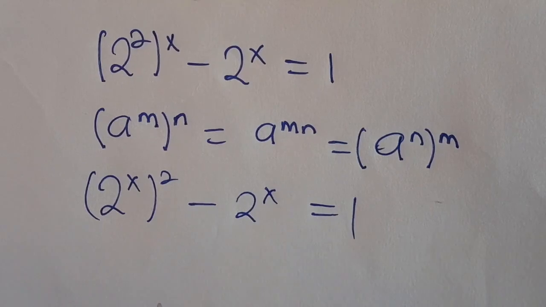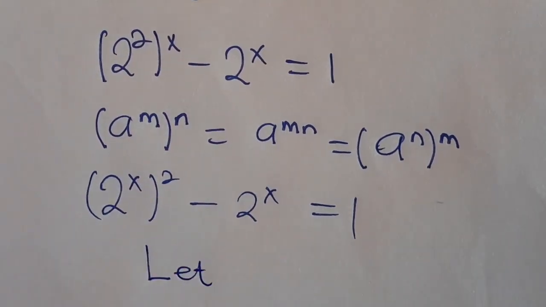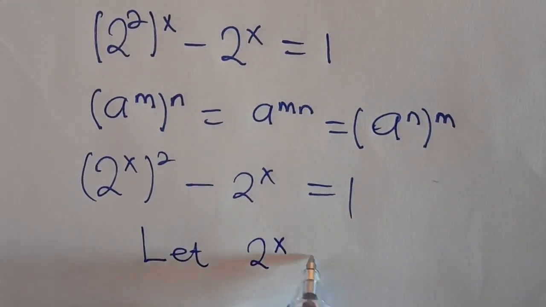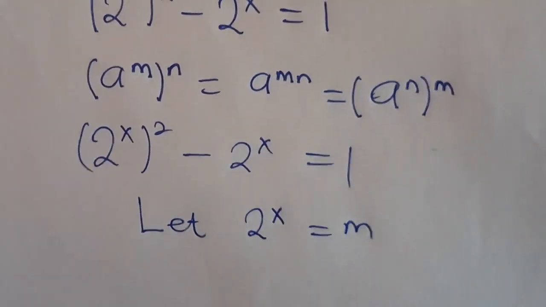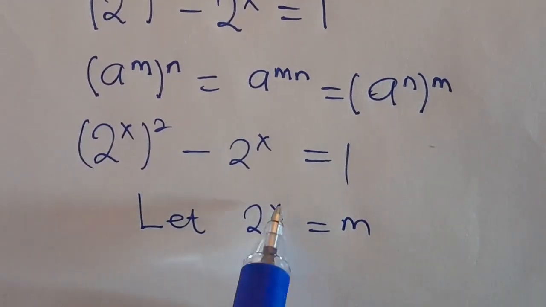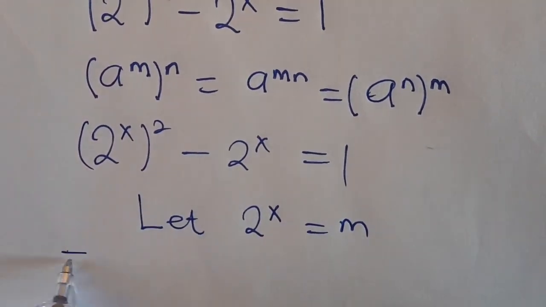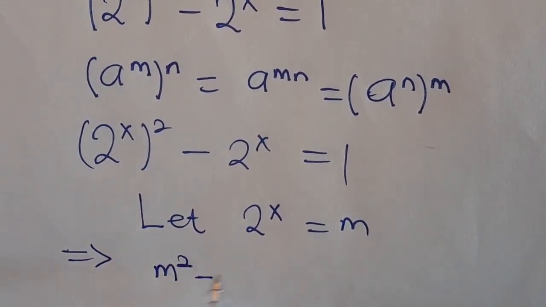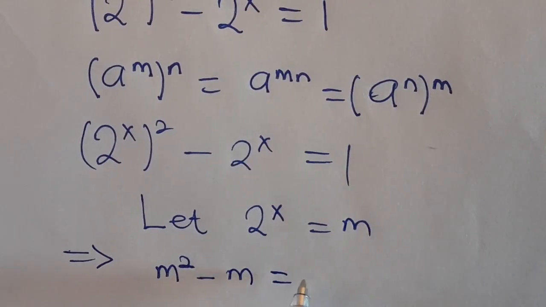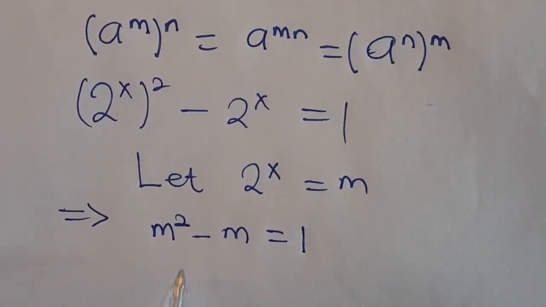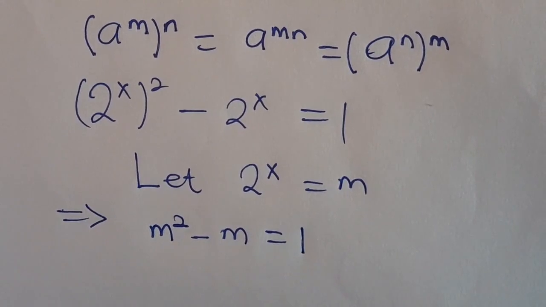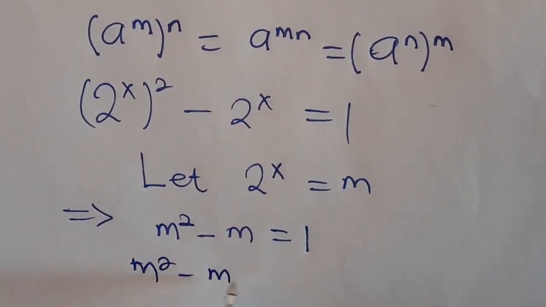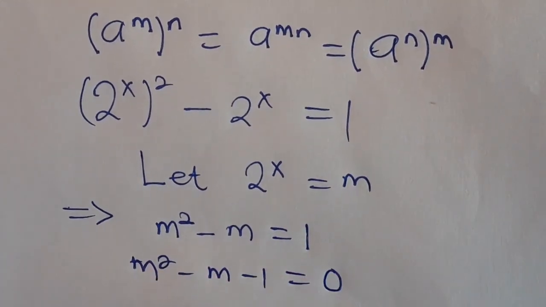We can say let 2 raised to the power x equal m. If 2 raised to the power x equals m, this implies that we are going to have m squared minus m equals 1. And so from here, let's take this 1 to this side and see what will happen. We have m squared minus m minus 1 equals 0.